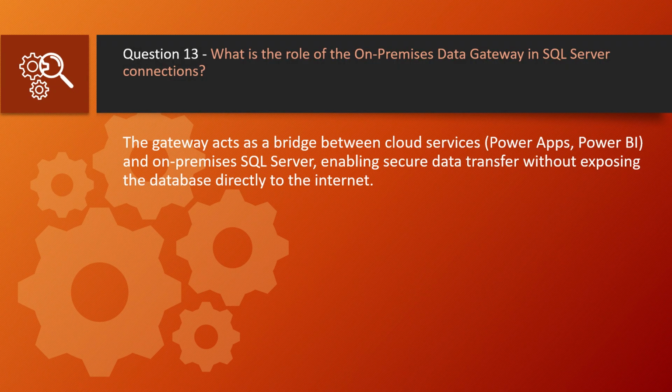What is the role of the on-premise data gateway in SQL Server connections? The gateway acts as a bridge between cloud services like Power Apps, Power BI and the on-premise SQL Server. It enables secure data transfer without exposing the database directly to the internet.